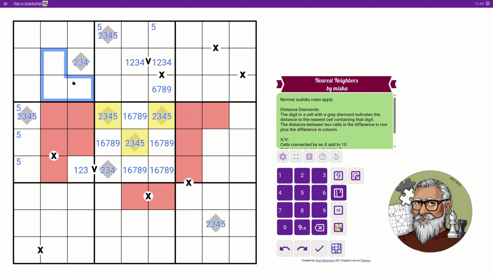Aha. So this one can't be 5 anymore, because even if we take the furthest, this is not a 5.